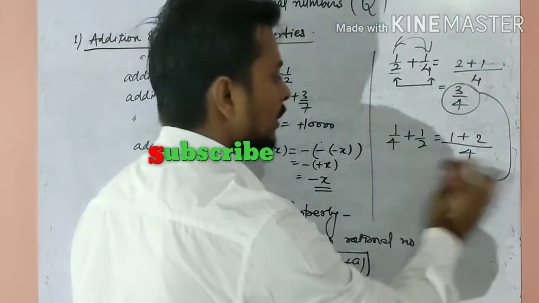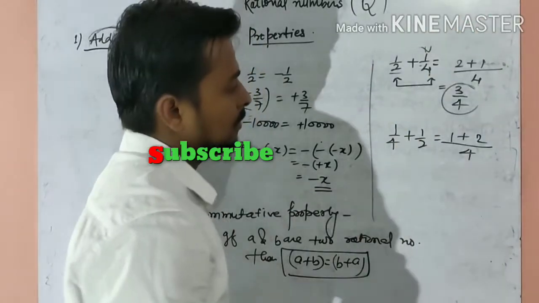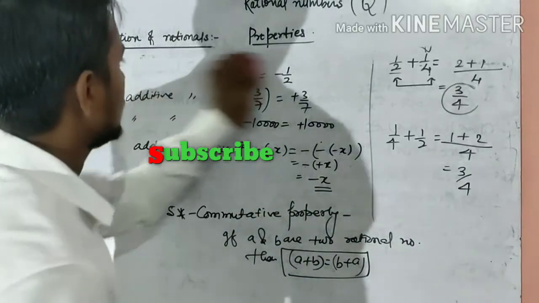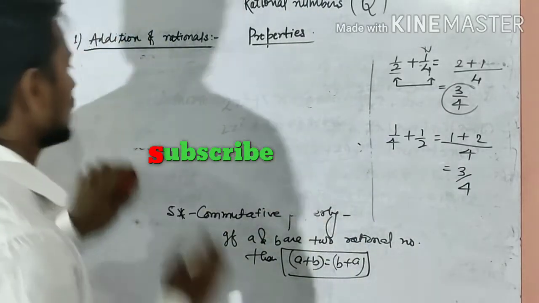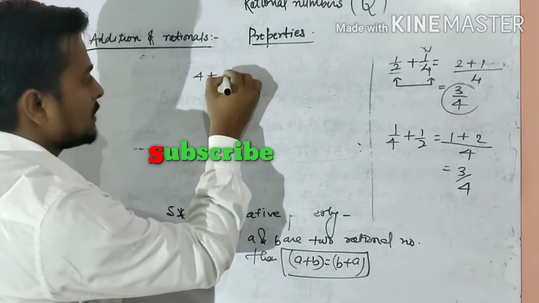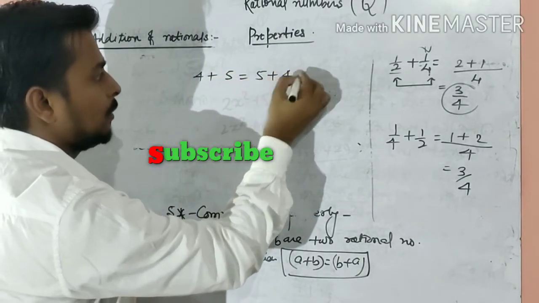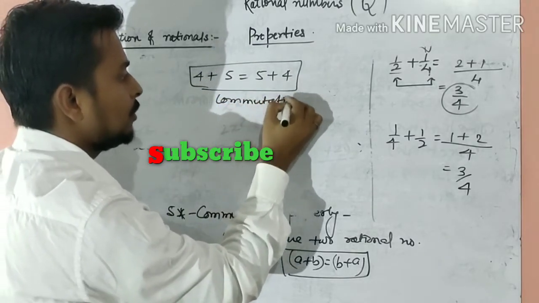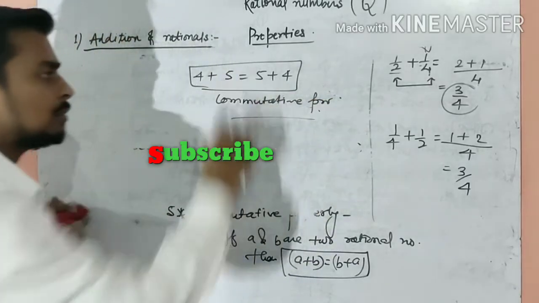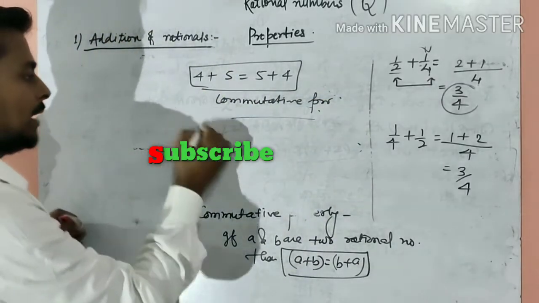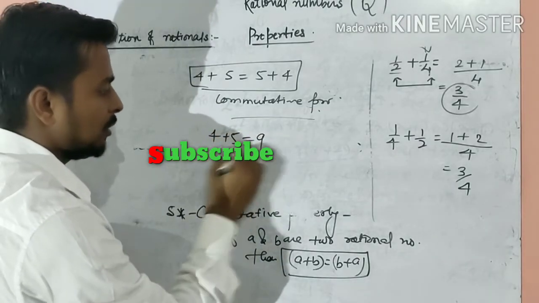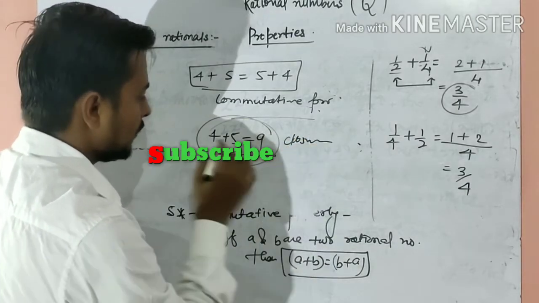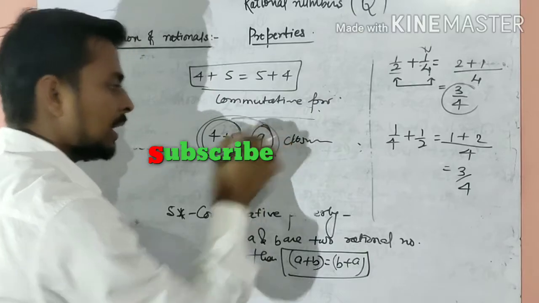So you can copy it. An example you can take, like 4 plus 5 is equal to 5 plus 4. This is what? Commutative property, right? Changing the order. And if anyone says 4 plus 5 is equal to 9, which property is this? This is closure property, because adding two rational numbers we are getting another rational number.